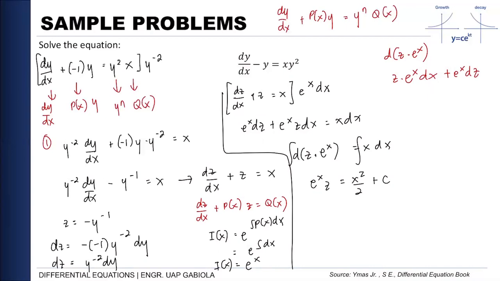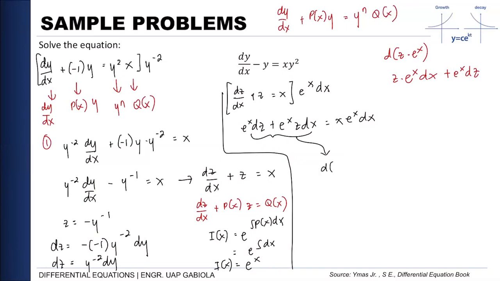wait, may mali pa ako, no? Hindi pa diretso. So ito is hindi lang x dx to. That is x e^x dx, no? Kasi nag-multiply nga pala tayo ng e^x dx. So yung left side, pwede na siya makuha as d yung differentials natin na z e^x, no?